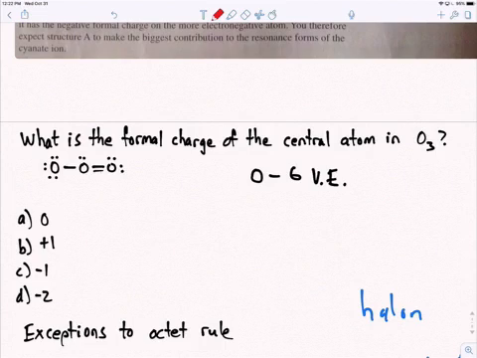Formal charge is half the bonding and all of the lone pairs compared to the original. So how many lone pairs does it have? And then how many bonds? Each bond would indicate 1 electron from each of the bonds.